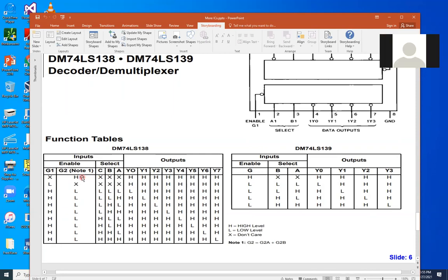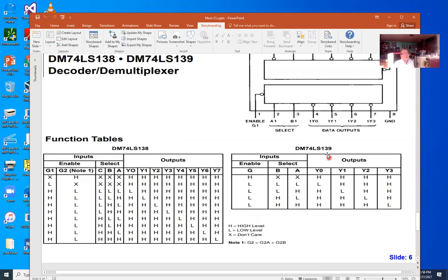Quick question, Mr. Pham. Just a minute. If you do not enable, no matter what ABC, all outputs must be high. Okay, go ahead. Because 138 has 3 data inputs where 139 only has 2, do they have the same number of pins? They get the same number of pins, correct? 16 pins. Okay.